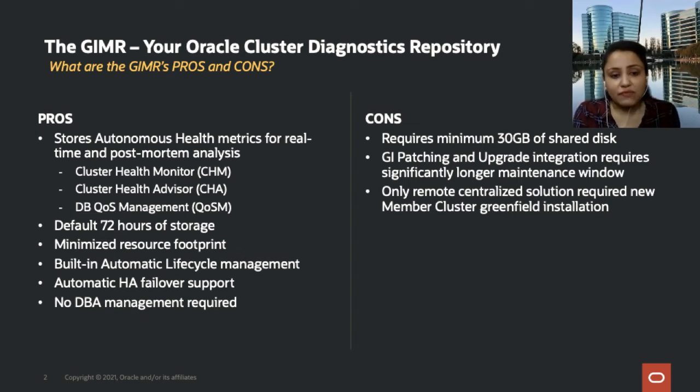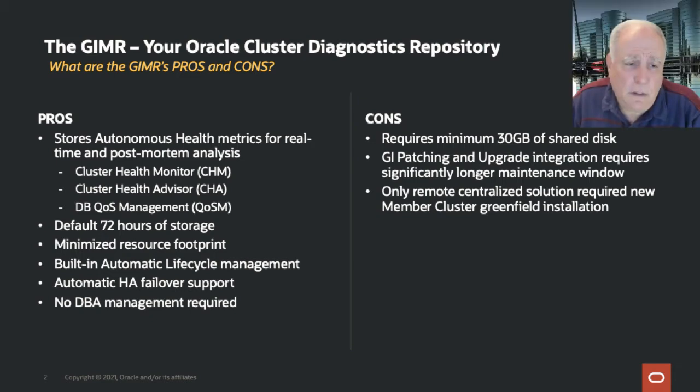Okay. And now if we are discussing the cons, this database requires a minimum of 30 GB of shared disk space. As GIMR was part of the grid previously, the GI patching and upgrade integration required a longer maintenance window because it required GIMR upgrade and patching as well. And another thing is that the remote centralized solution was provisioned only for new member cluster greenfield installation. So those are the cons we can summarize this way.